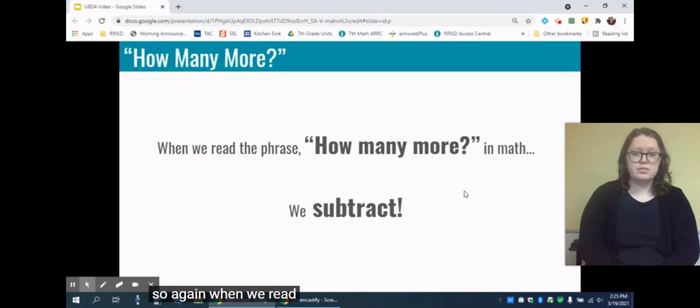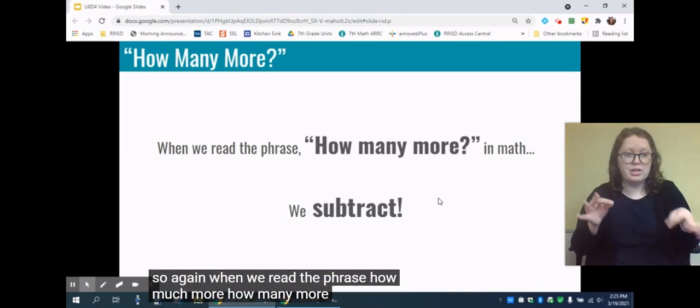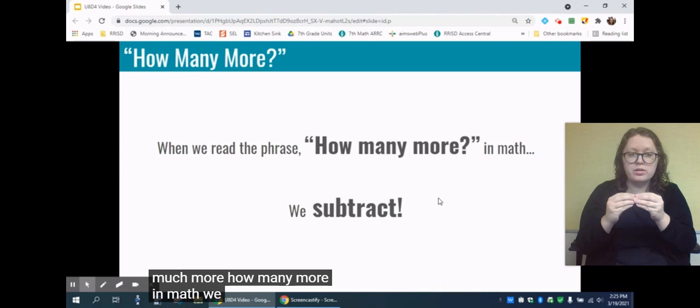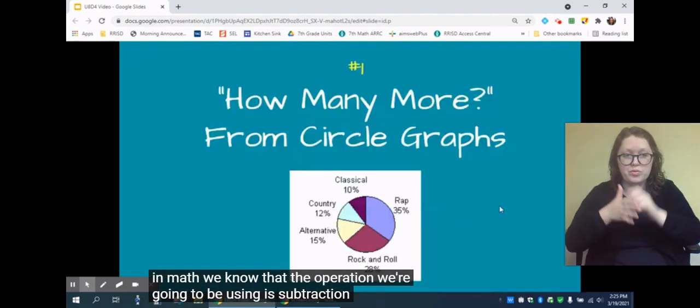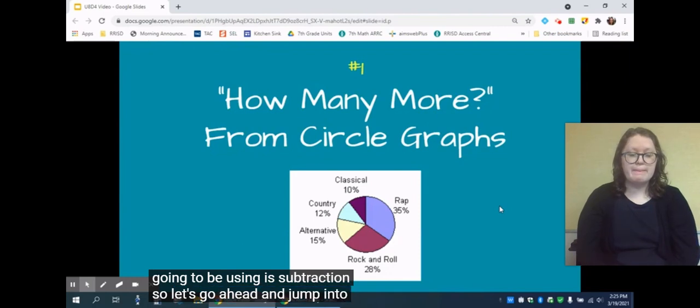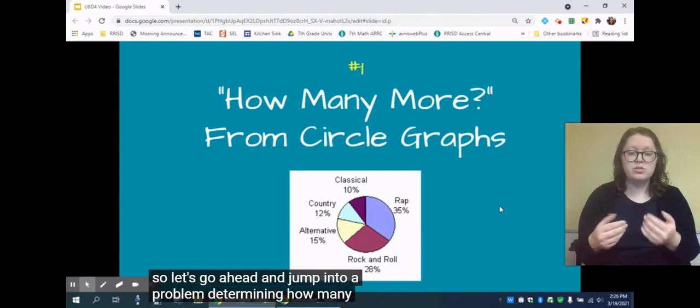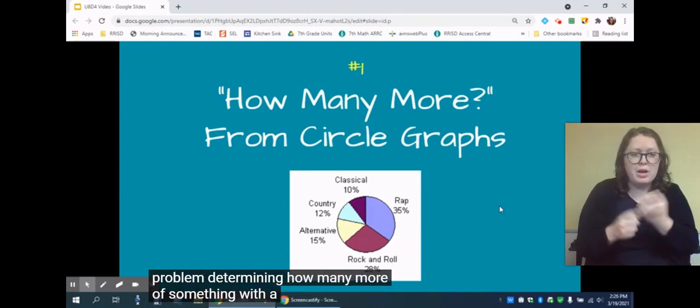So again, when we read the phrase how much more or how many more, in math, we know that the operation we're going to be using is subtraction. Let's jump into a problem determining how many more of something with a circle graph.